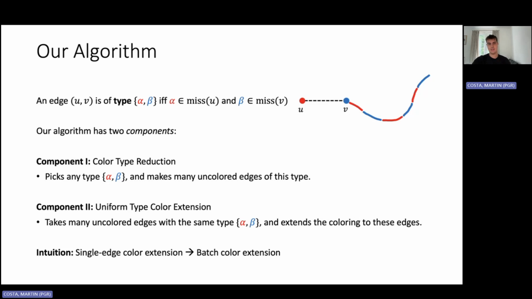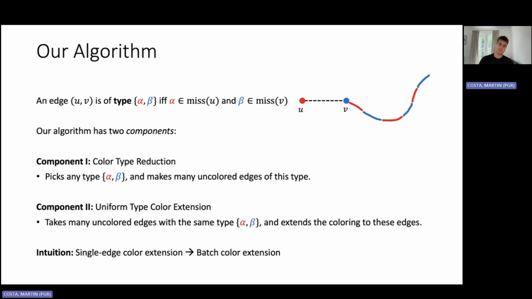Okay, and the idea here is that taking these two components together, we're moving from a framework where we're performing single edge color extension, so coloring these edges one by one, and we are now sort of parallelizing things. We are extending the coloring to batches of edges at the same time.